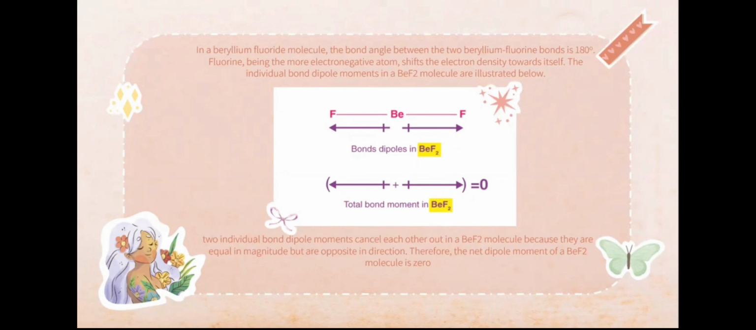So, you can see the two individual bond dipole moments cancel each other out in the beryllium fluoride molecule because they are equal in magnitude but opposite in direction. Therefore, the net dipole moment of a beryllium fluoride molecule is 0.